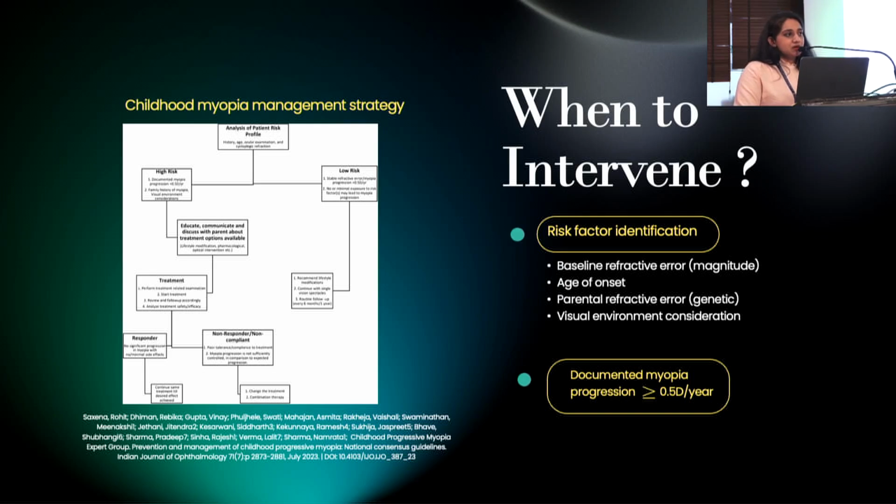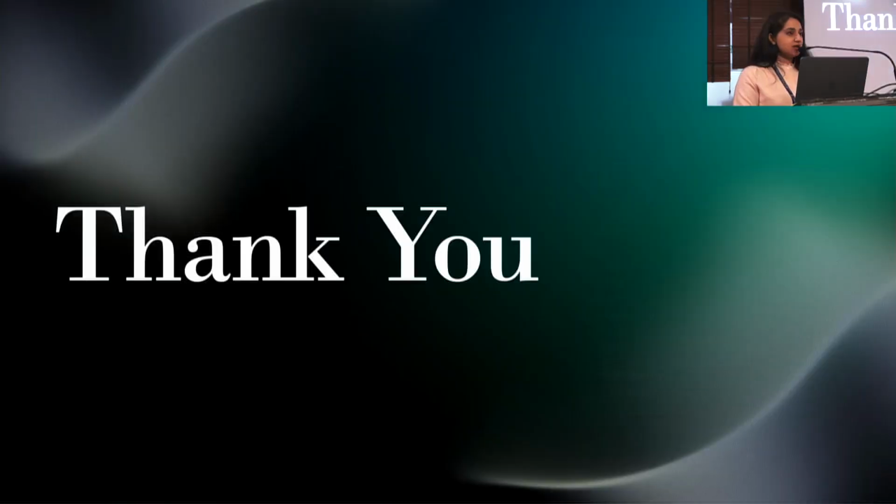So you stratify the children, identify if it is high risk or low risk, and follow up, and with documented progression of more than 0.5 diopter per year, we start the intervention. What are those interventions? It can be pharmacological or optical interventions and more. So that we will be dealing with right now in our session.